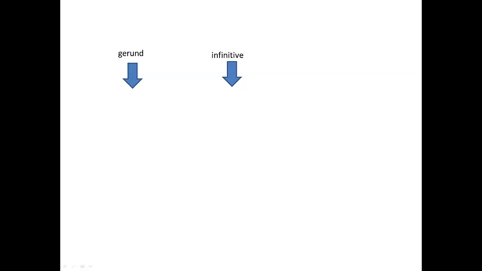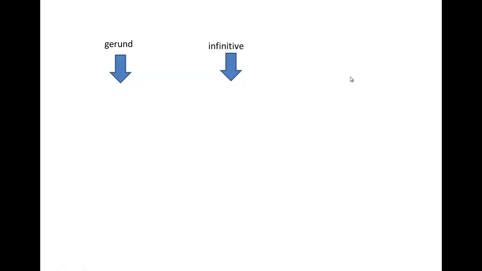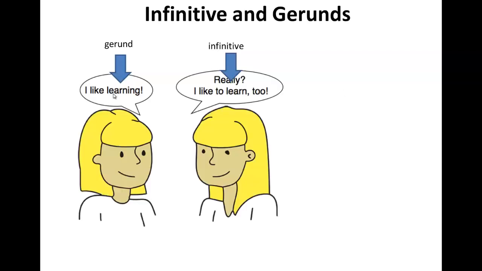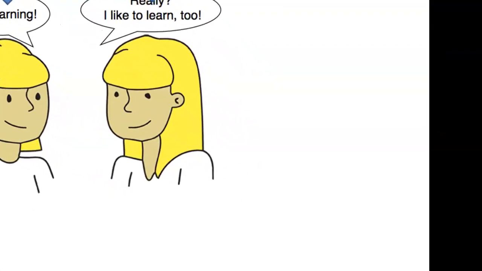Okay, so the last video in the series about verb forms is going to be about the topic of infinitives and gerunds. What are those anyway? Okay, a gerund is when we say I like learning. When the verb ends in ing, just that part by itself is called a gerund. An infinitive means to plus the verb. So to learn, I like to learn. So those are examples of infinitives and gerunds, okay?